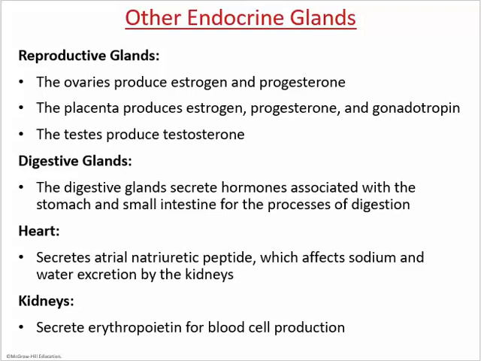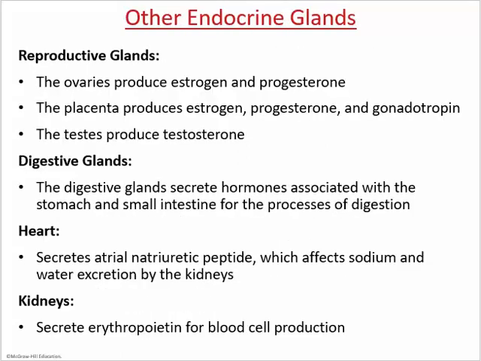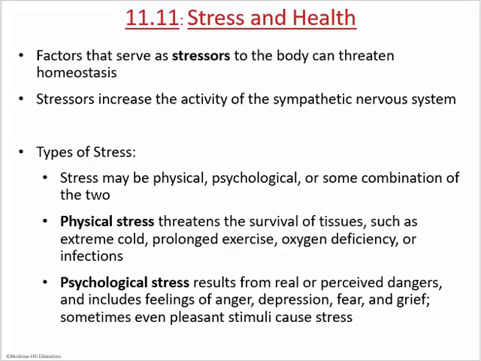Kidneys produce erythropoietin that makes red blood cells, produced in the bone marrow, and they also produce renin, which is important in blood pressure, renin-angiotensin. Almost everything has some endocrine function, but this is the list. We're not going to talk about stress, physical stress, or any of that, so we're going to end this video here.